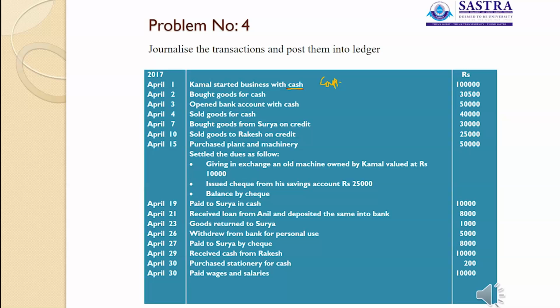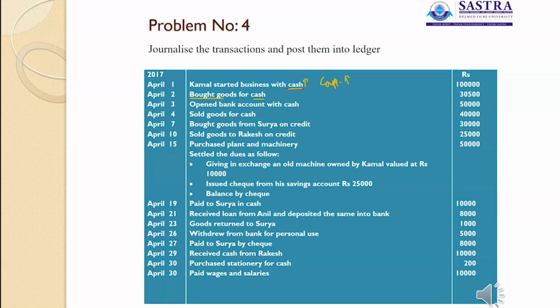Cash increase, increasing asset. Capital is also increasing. So cash account debited, capital account credited. Both are for cash. Bought goods for cash. Here there are two accounts involved: one is purchase account and another one is cash account. So purchase account debited, cash account credited.